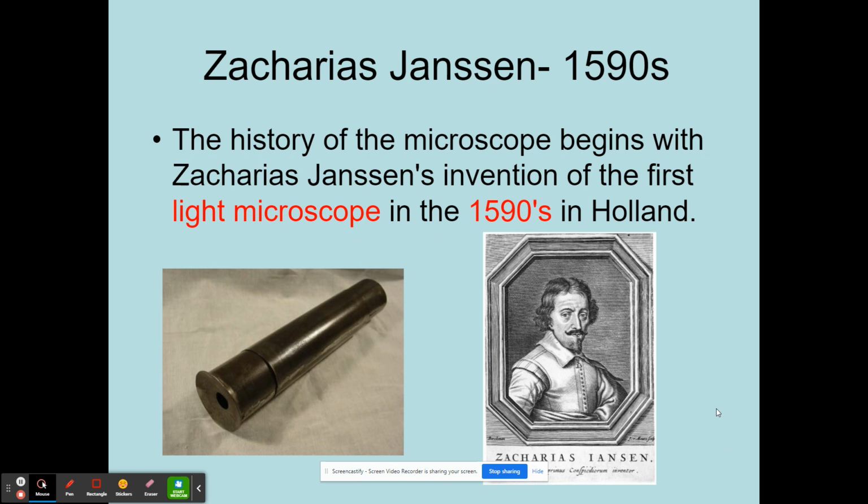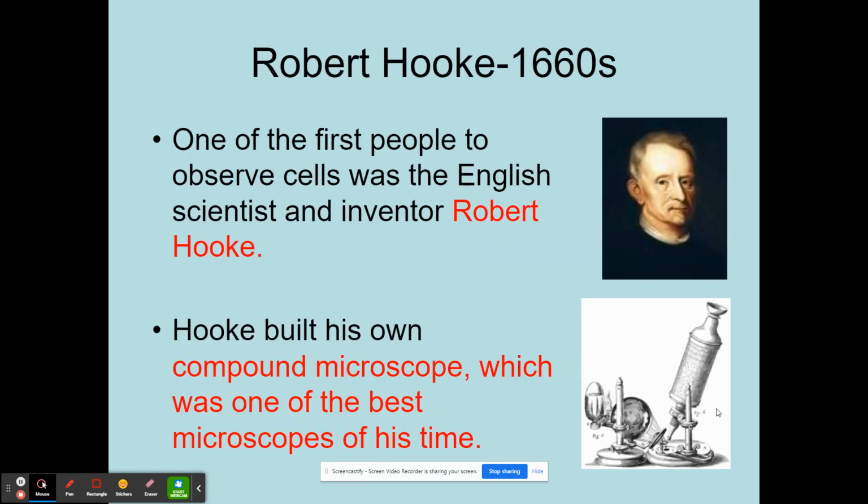The first one, so you can watch that on your own, is Zacharias Janssen. It begins with him, and he developed the first light microscope in the 1590s in Holland. That's a very wonderful portrait, an illustration of him, and that's what his microscope actually looked like. It looks more like a telescope than a microscope. But he basically used a lens to see things, and he noticed things look larger using that tube there.